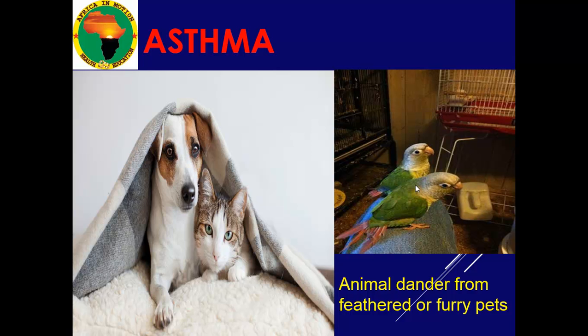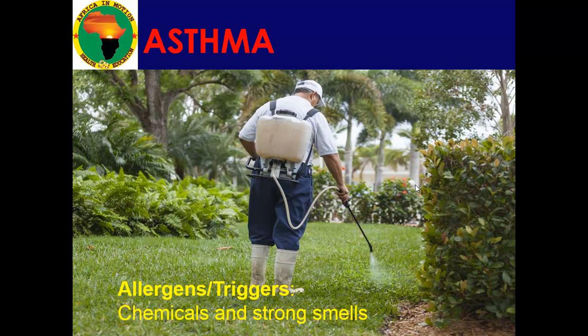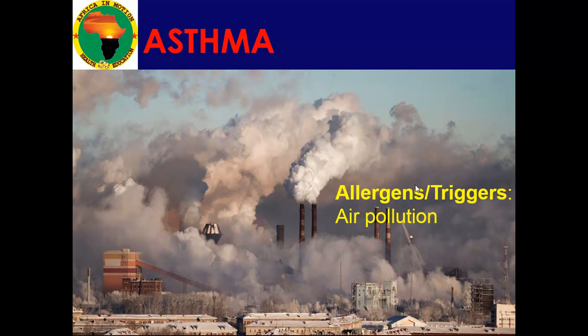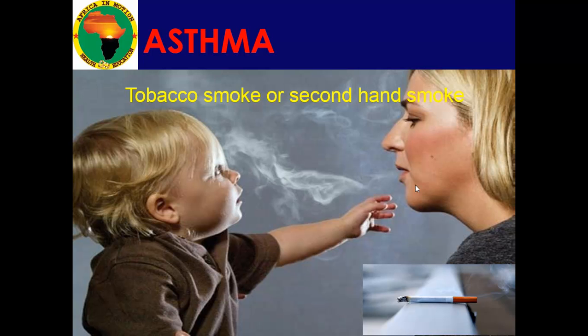They will be releasing small particles that you don't see. The animal dander from feathers or the hairs of cats and dogs. You breathe them in, then they cause a reaction immediately. Or strong chemicals, even perfume. If you breathe them in, they will trigger the reaction. And air pollution. Really, even people who are not asthmatic, people who breathe this kind of air, in the short or long term, will develop a serious respiratory problem.